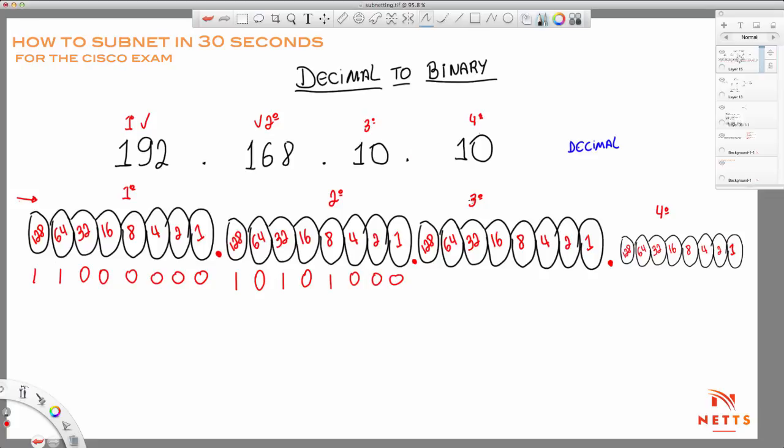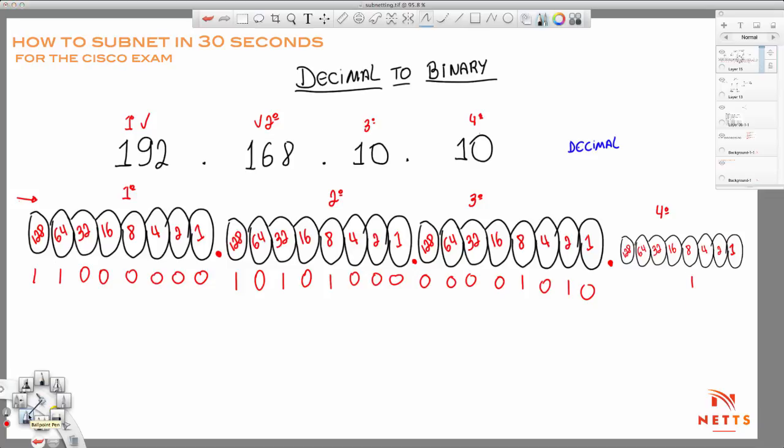For the third octet, I will represent the number 10, so I will cheat in here. I will do this: 8 plus 2, 10, and turn off the rest of the bits. It makes life easy. For the last one, which is 10 as well, I will do this. Let's change this number.